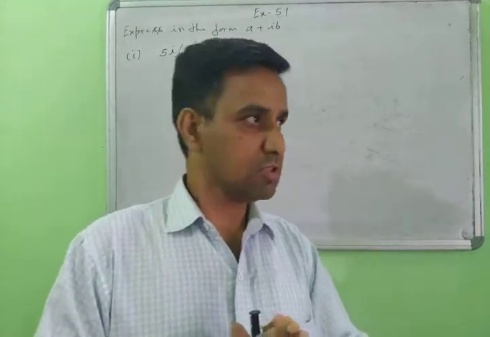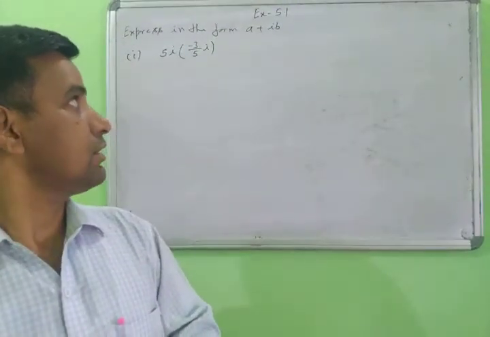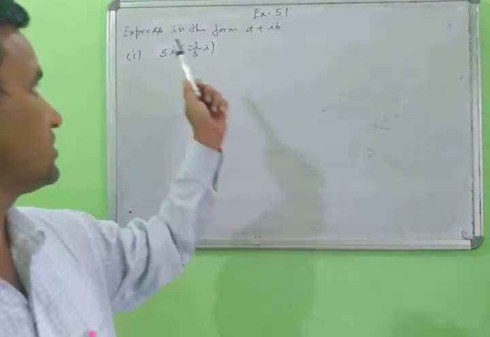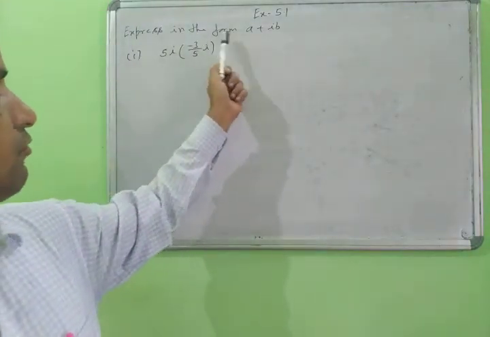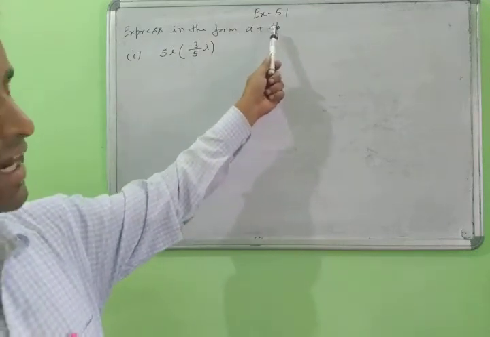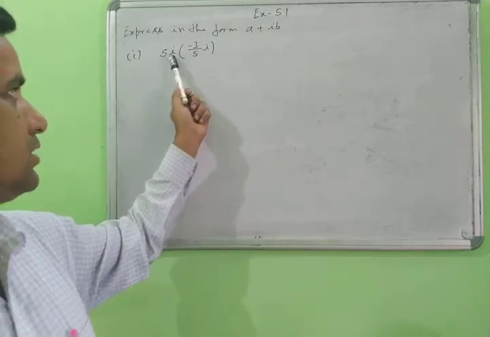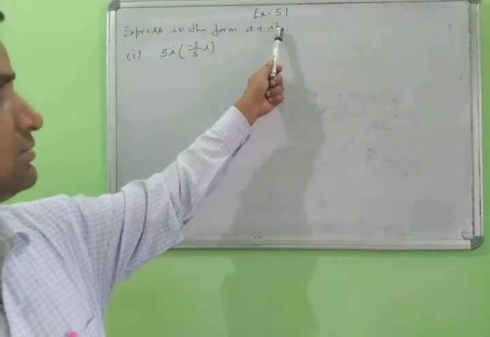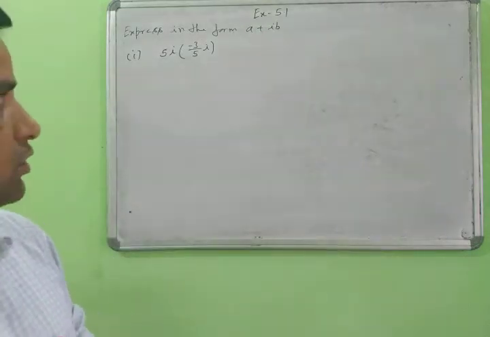Today we'll solve exercise 5.1. I am taking the first question here. Question number one: express this number in the form a plus ib, that is, complex form. This is the complex number, and it is to be converted into a plus ib, the complex form. Now let's start the solution.